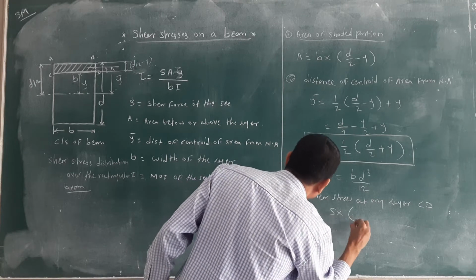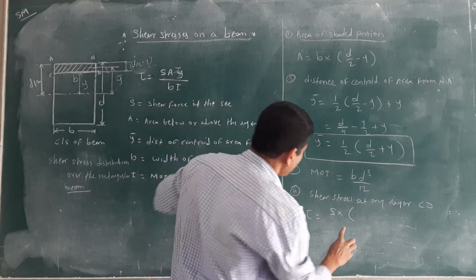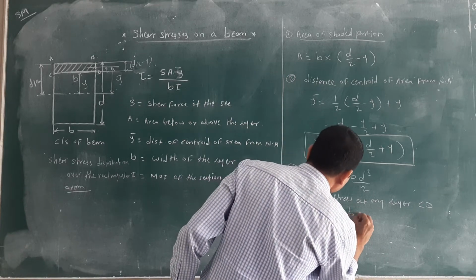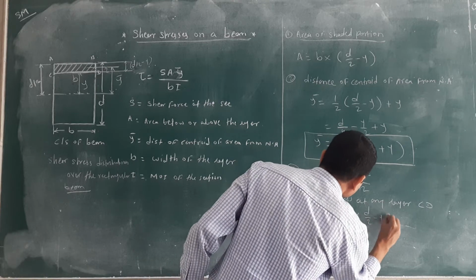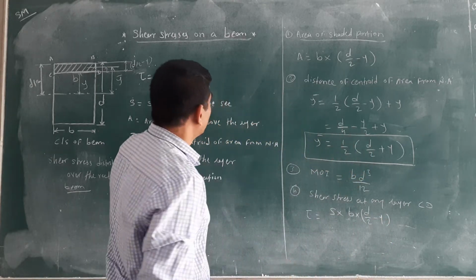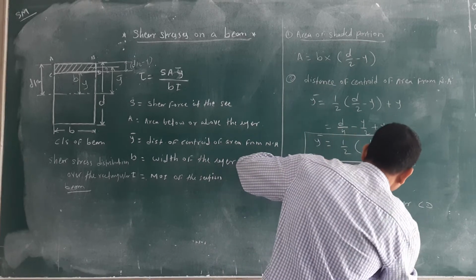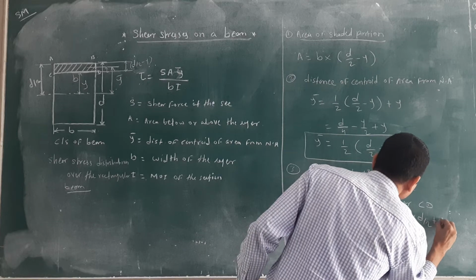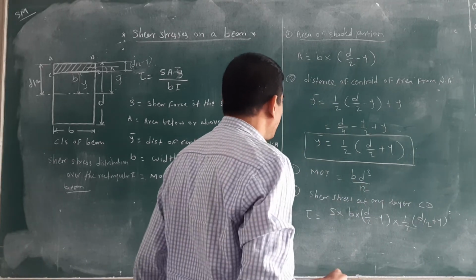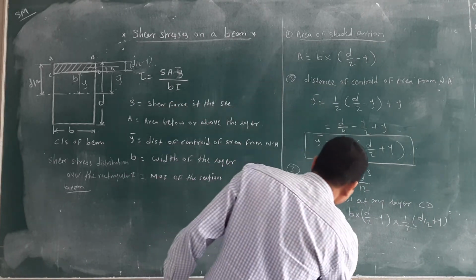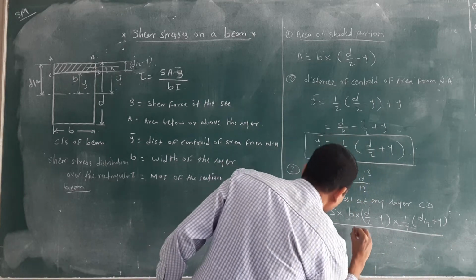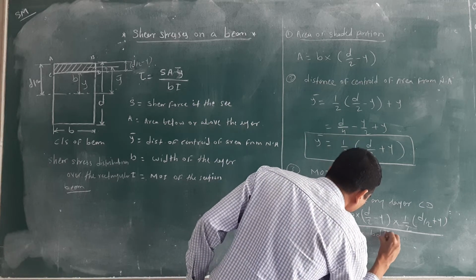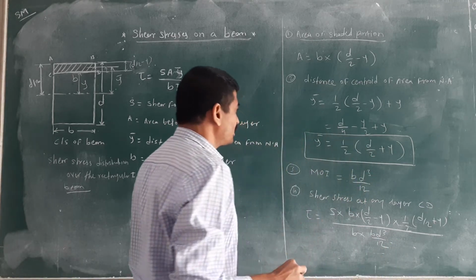Okay. Then we put the values in this formula. Tau is S into what is the value of area? I will write here B into D by 2 minus y. Into Y bar. What is the value of Y bar? Into 1 by 2 into D by 2 plus y, divided by b into I. What is the value of b? As it is. Then what is the value of I? BD cube divided by 12. You will get this formula.